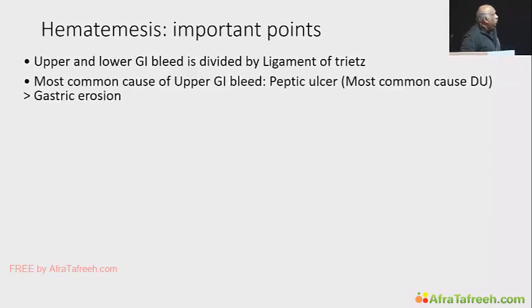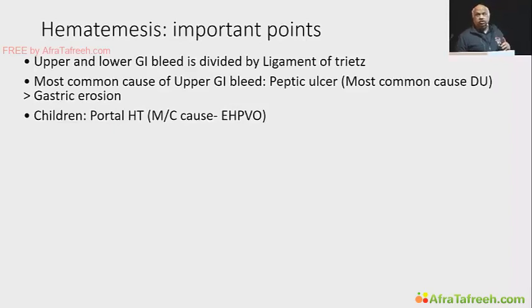Second point, what is the most common cause of upper GI bleed? Most common cause is peptic ulcer. In peptic ulcer, duodenal ulcer. So most common cause of upper GI bleed is duodenal ulcer. Third point, in children, most common cause of upper GI bleed is portal hypertension. And the main cause is extrahepatic portal vein obstruction, EHPVO. So upper GI bleed and lower GI bleed are divided by the ligament of Treitz. Most common cause of upper GI bleed is peptic ulcer, in which duodenal ulcer is more common than gastric ulcer.